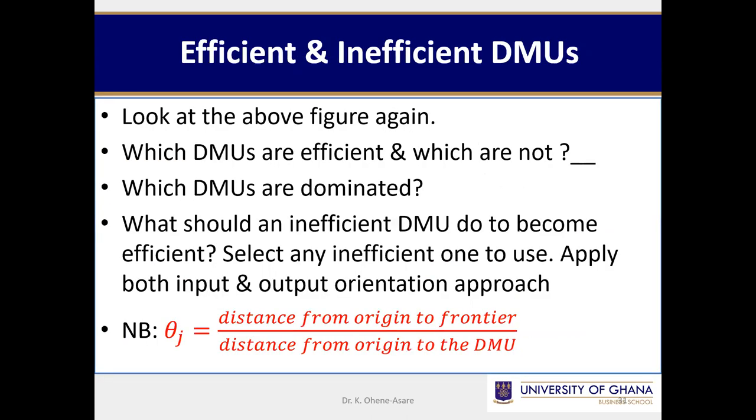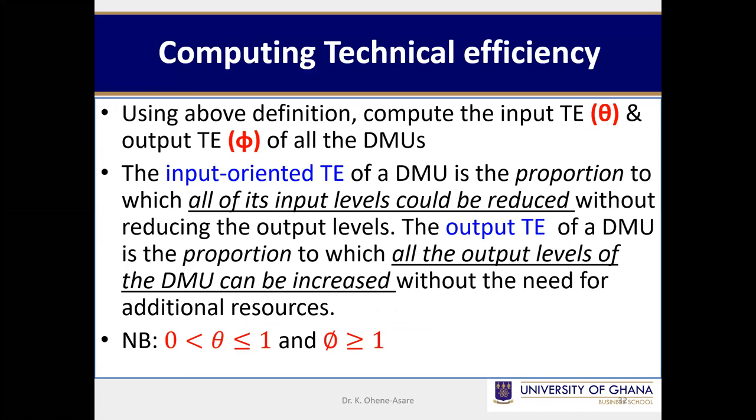Now, if you were to estimate this efficiency, please know that theta is representing the input-oriented efficiency score. The Greek letter theta is the input-oriented efficiency score. And then the output-oriented is represented by phi, Greek letter, in the chat here. So the output-oriented technical efficiency score is phi, and the input-oriented technical efficiency score is theta. You have to know all of this, because if you later realize that you are doing input-oriented or output-oriented, the letter you use has to be consistent.